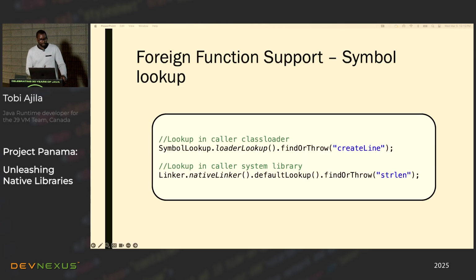So here's an example. We can use the loader lookup to look for a symbol if we'd loaded the library previously. And then with a default lookup, we can look up things in the system library, so like strlen or printf or malloc, etc.